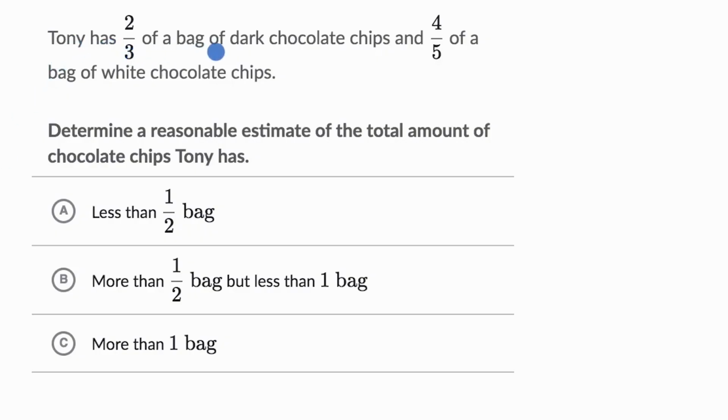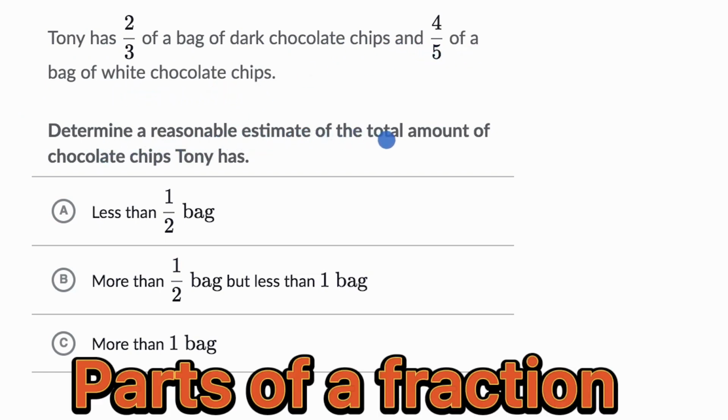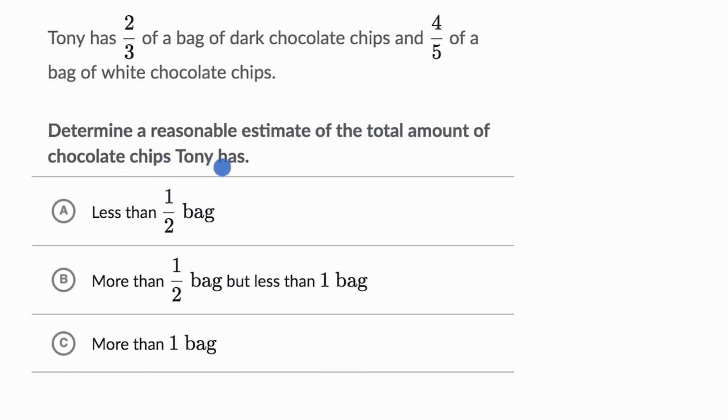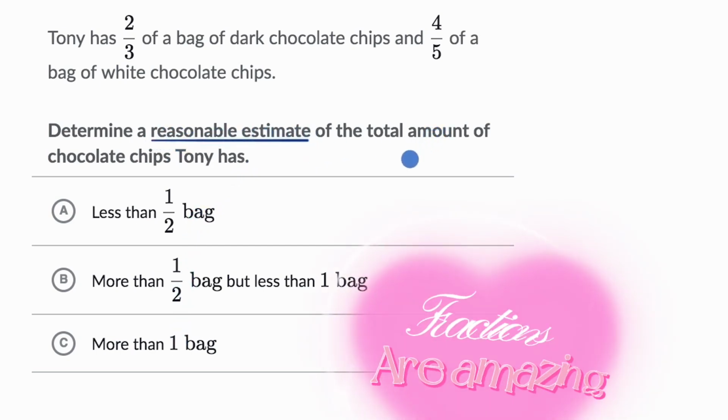Tony has 2/3 of a bag of dark chocolate chips and 4/5 of a bag of white chocolate chips. Determine a reasonable estimate of the total amount of chocolate chips Tony has. So pause this video and see if you can figure out which of these choices is the best reasonable estimate of the total amount of chocolate chips.